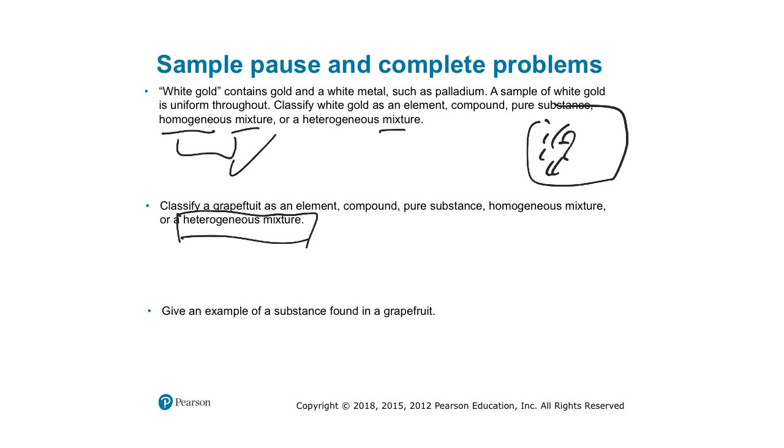within the actual grapefruit itself. So give an example of a substance found in a grapefruit. Probably the most abundant substance would be water. Maybe you'd have some glucose, C6H12O6. So those are a couple examples of substances you might find within a grapefruit.